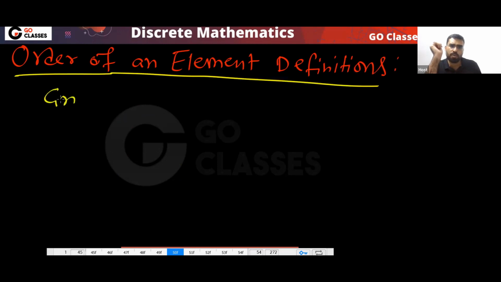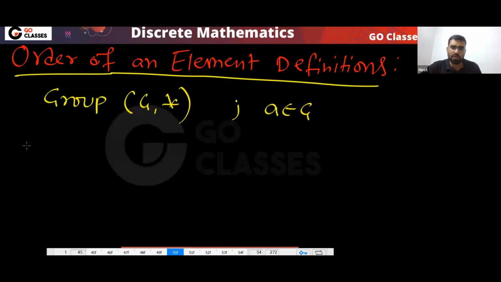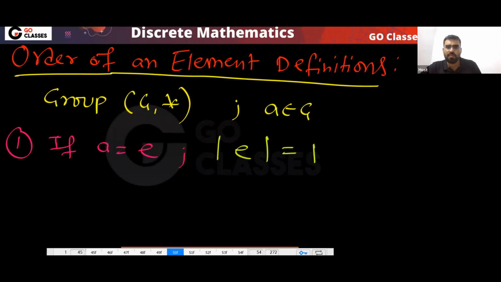So if you have a group G, star, and let's assume A belongs to G. If A is equal to E, if A is the identity element, then what is the order of A, meaning what is the order of E? That will be 1. There is nothing to check here. Identity element order will be 1.